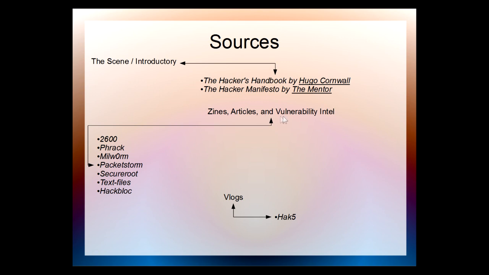Zines, articles, and the vulnerability intel. We got 2600, Phrack, Milw0rm, Packet Storm, SecureRoot, Text Files, and Hackblock. I think Hackblock is also known as Hack This Site. These are all good reads that contain papers, the latest vulnerability intel, their hacking magazine releases. Just check them out. You'll get a lot of good reads. You will learn a lot.